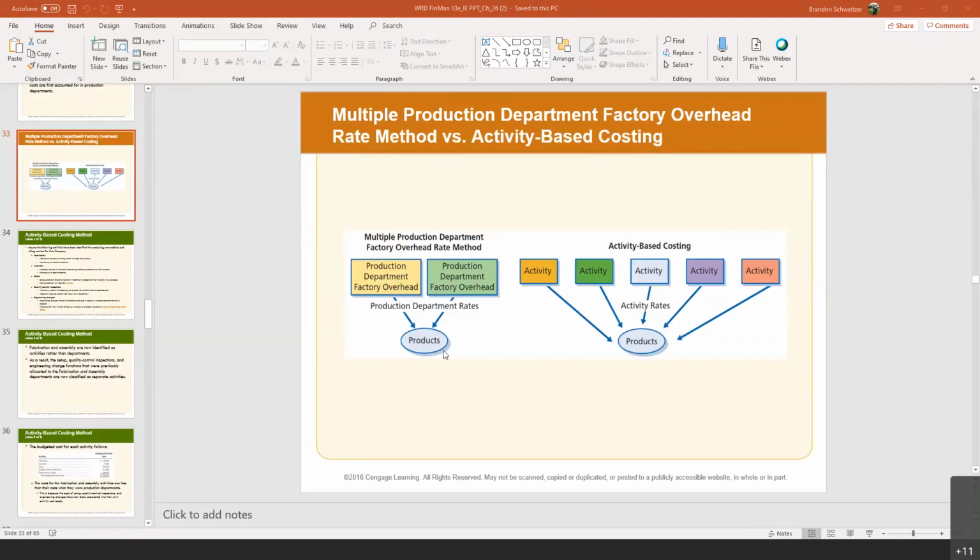right? In activity-based costing, instead of looking at it from the perspective of these department levels, we have each respective activity. And each respective activity has its own activity rates that are associated with the allocation of factory overhead. And all of those rates eventually get added together to form the overhead rate for each respective product.